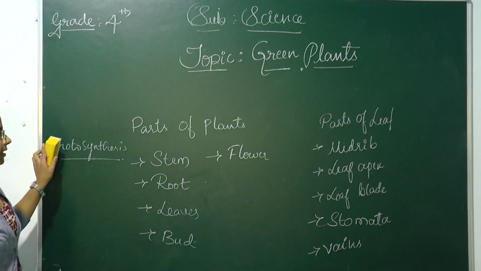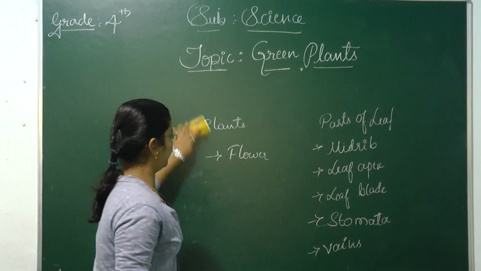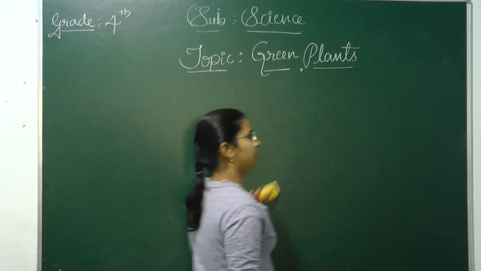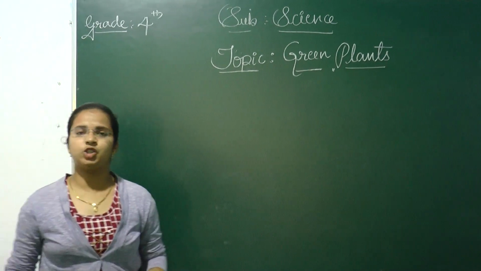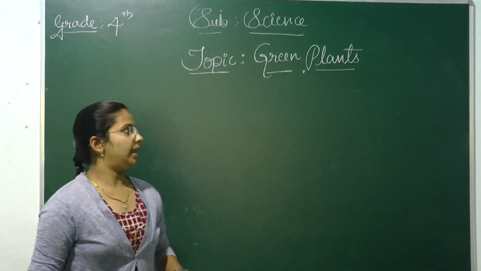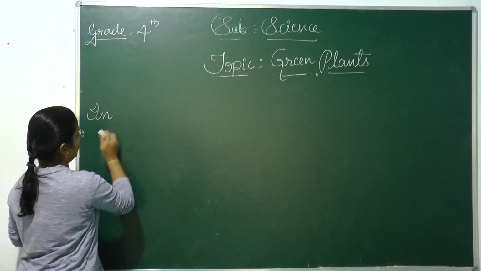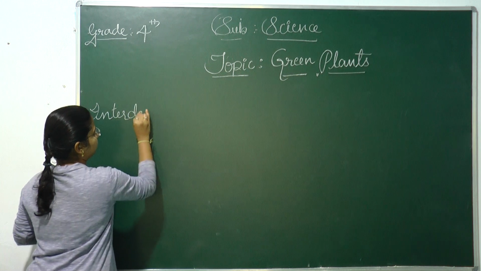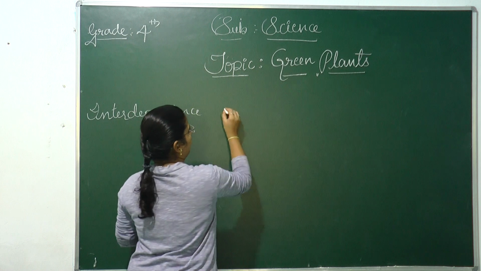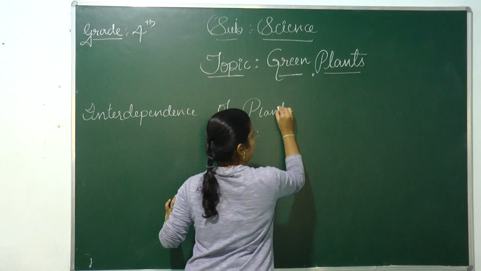Now, today in this class we should look over how plants and animals are interdependent on each other. What does interdependence mean? Interdependence is mutual sharing. Interdependence means mutually dependent on each other. Likewise, today in our class we shall discuss the interdependence of plants and animals.